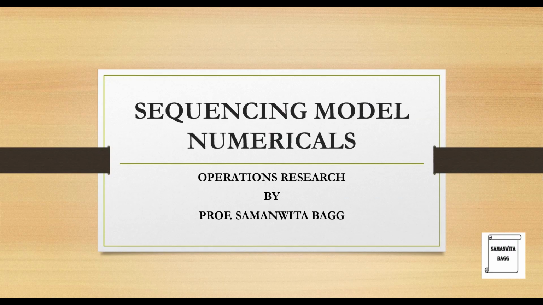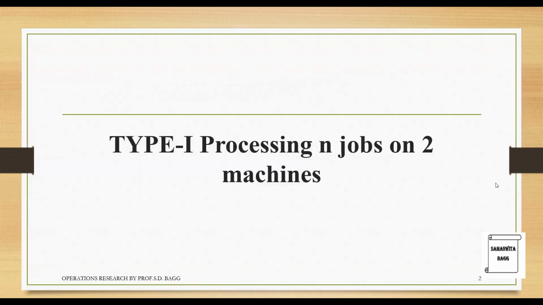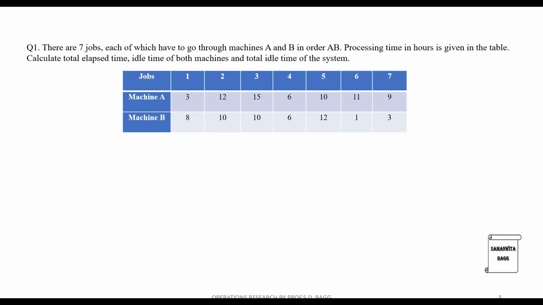Welcome to the next session on operations research. In this session, we will discuss numericals on the topic of sequencing model. This is type 1, processing n jobs on 2 machines. N jobs means there will be a larger number of jobs.